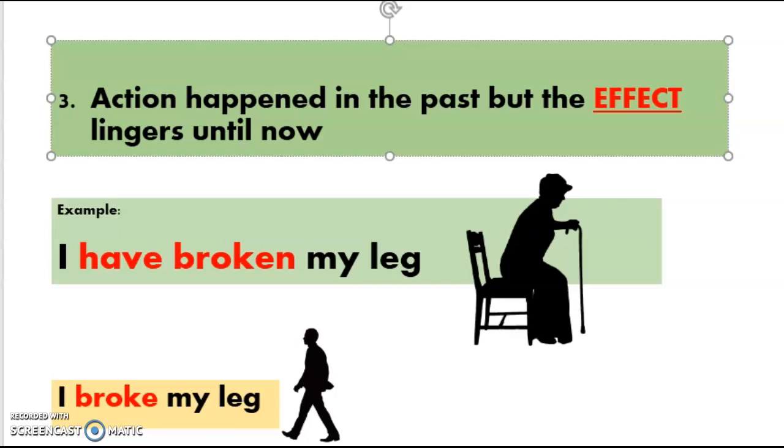Now the third case for the present perfect is when we're using it for an action that happened in the past, even though it finished in the past, but its effect lingers until now. It means it happened, but there is still something that we can feel. The consequence of this action that happened in the past remains until this moment.